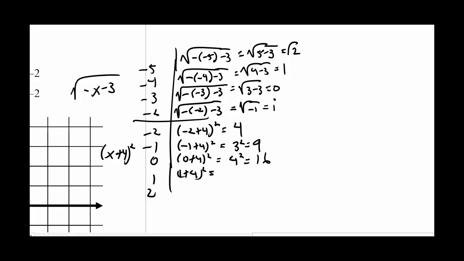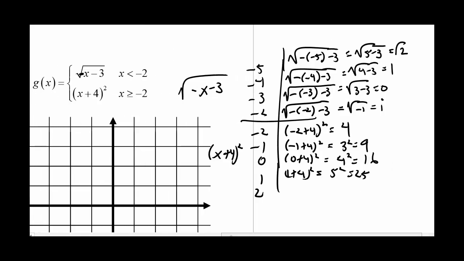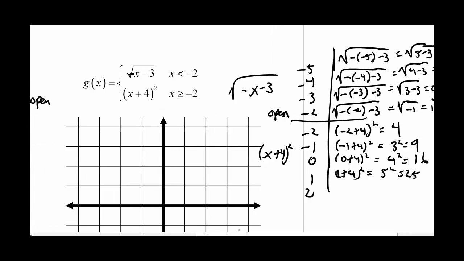1 plus 4 squared is 5 squared, so that's 25. Okay, so we're going to get some pretty big numbers and might not be able to see all this. Now, normally with piecewise, we have that open versus closed debate. The top one is open because of the symbol, but it's also an imaginary number there, and it actually doesn't exist up until negative 3, but that's okay. There'll be a strange gap in our picture.